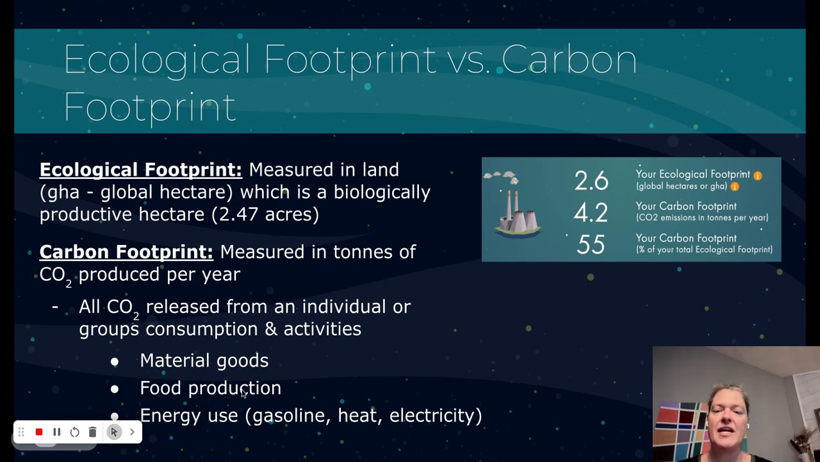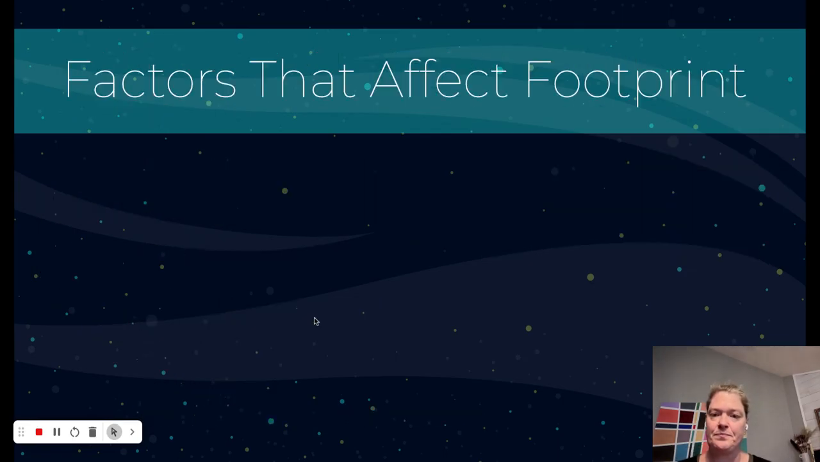Okay, so it's a little bit different. An ecological footprint even kind of takes into account your housing requirements and things like that, whereas a carbon footprint really is focused more on your direct energy use and then your indirect energy use as well.